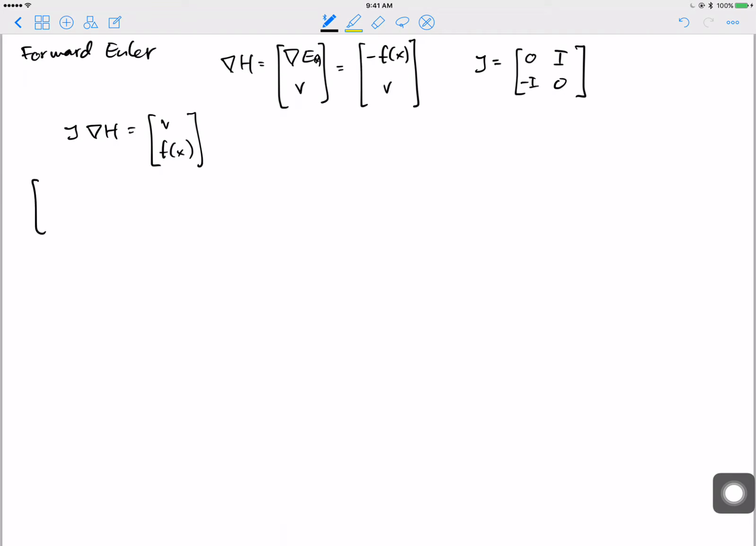So I will write it like this. I'm looking for x_{k+1}, v_{k+1}. That's what I have to compute. That's what a numerical integrator needs to compute. I know x_k and v_k. At k equals 0, those are my initial conditions.